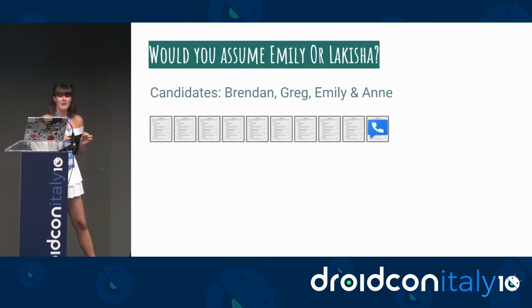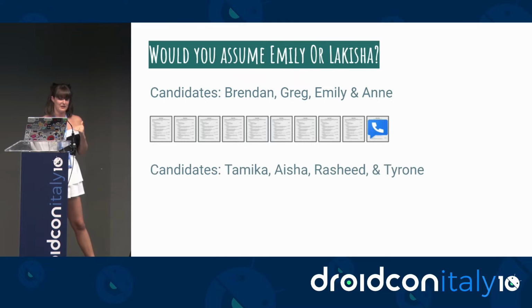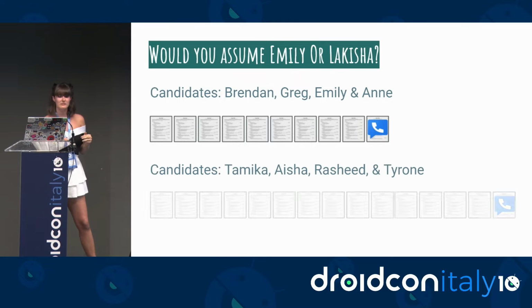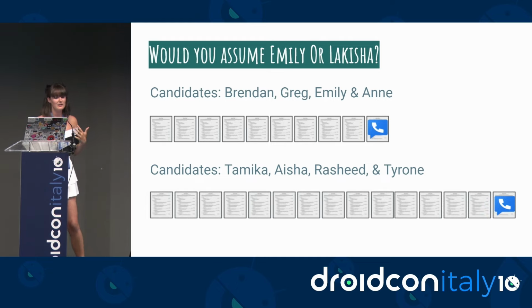So some of them had a European American sound, and others had names that sound Afro-American, like Brandon, Greg, Emily, and others like Tamika, Aisha, and Tyrone, for example. What they noticed is that to get a callback, the person with a name that sounds Afro-American needed 50% more CVs, just because of the sound of their name, with exactly the same skills.